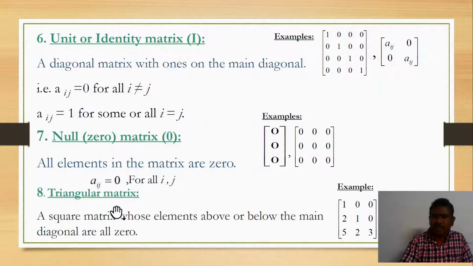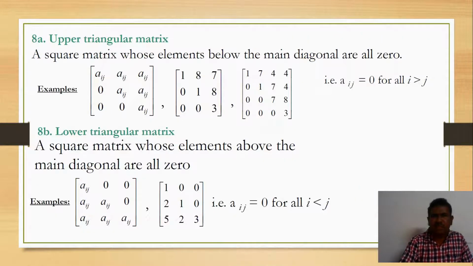So now the triangular matrix, students. In the triangular matrix we have two cases: the upper triangular matrix as well as the lower triangular matrix. Easy to understand, students: a square matrix whose elements below the main diagonal are all 0. This is the main diagonal, nothing but the principal diagonal. Below the principal diagonal, all elements are showing 0.